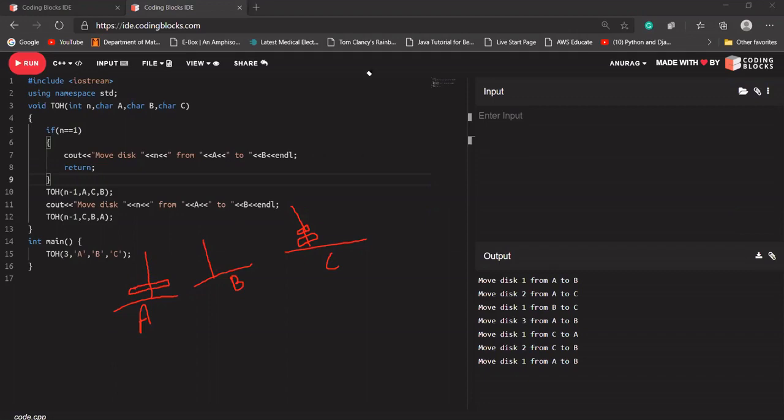This one is also moved to C. Now it is saying that move disk number 3 from A to B. Disk number 3 is at the top, so it will move this to B. This is disk number 3. It is being popped from here.